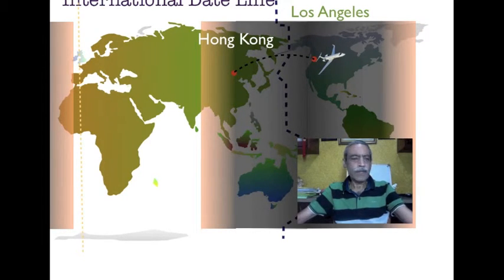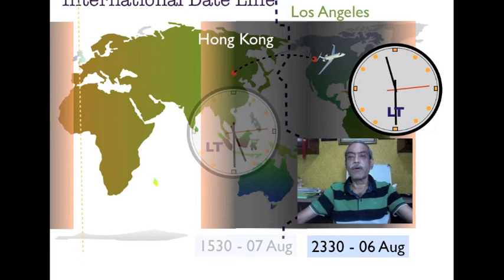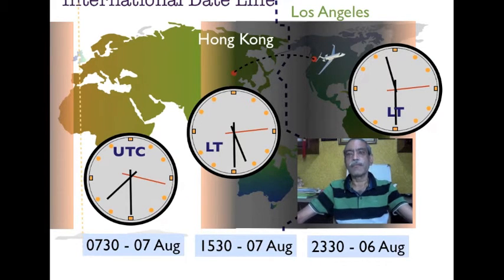Okay, after the aircraft lands at Los Angeles, it's going to be 2330 local time on 6th August at Los Angeles, and it would be 1530 on 7th August at Hong Kong, and of course the UTC will be 0730 on 7th August. Once again, I will expect you to do the maths and get clarified on the time changes.